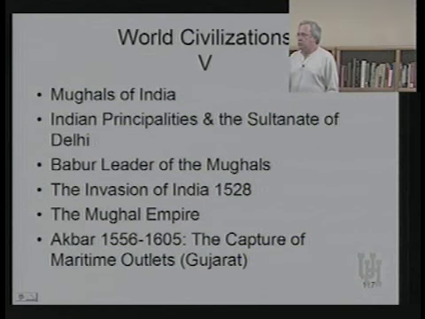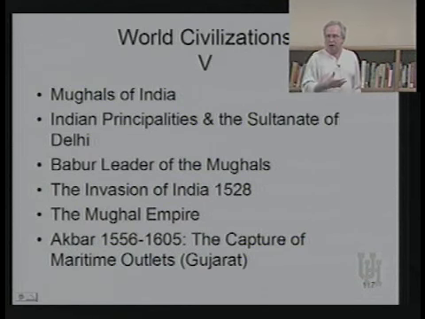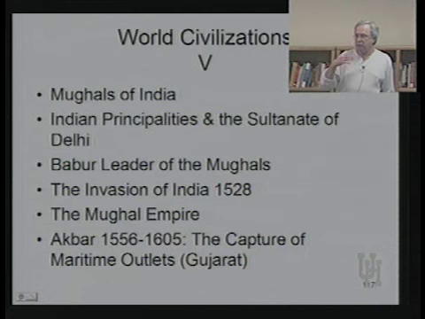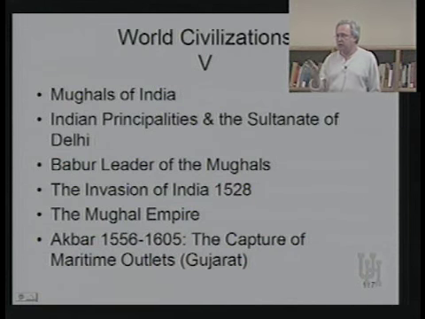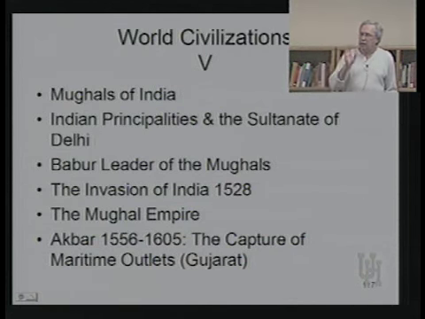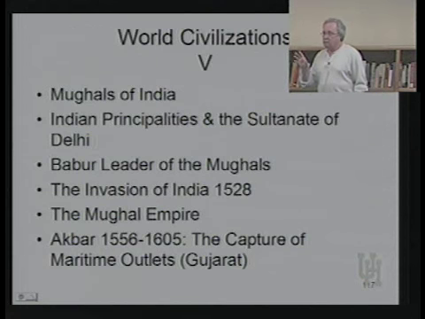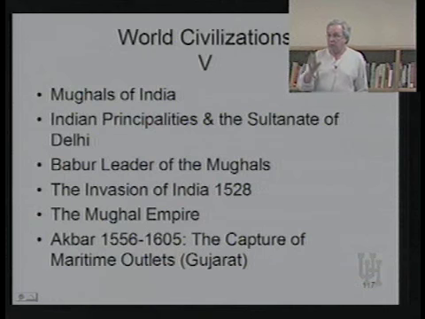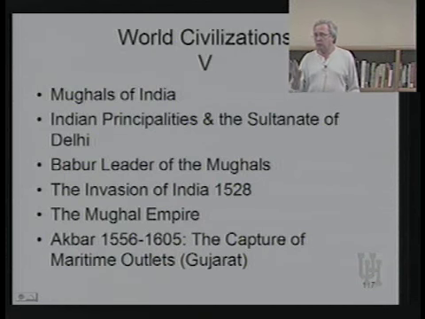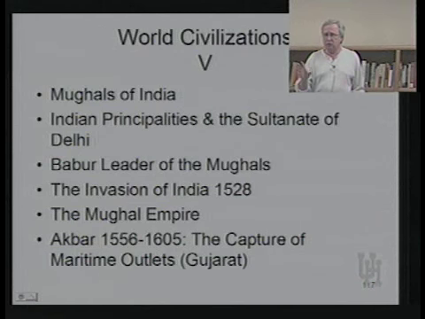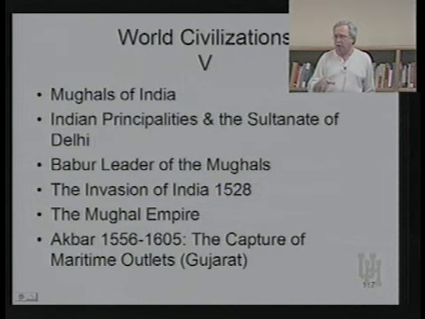Among the most distinguished leaders after Babur, who led the conquest, was Akbar, who we've talked about a little bit in a past context in regards to religion. Not only did he rule over an even more extensive empire, he was also responsible for capturing the maritime outlet of Gujarat, and this was an important part in the development of the Mughal Empire because the more that it participated in the long-distance trade routes running across the Indian Ocean, the more powerful the empire would become.